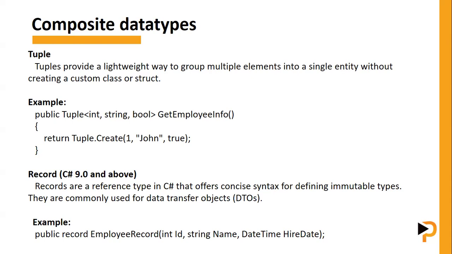Next one is the record. Records are a reference type in C# that offers concise syntax for defining immutable types, and they are commonly used for data transfer objects. For example, if you want to store the employee record, then it will be of type record, and whatever column names you have in the employee table, or whatever columns you want to fetch, we map over here and combine them in the composite data type called a record.